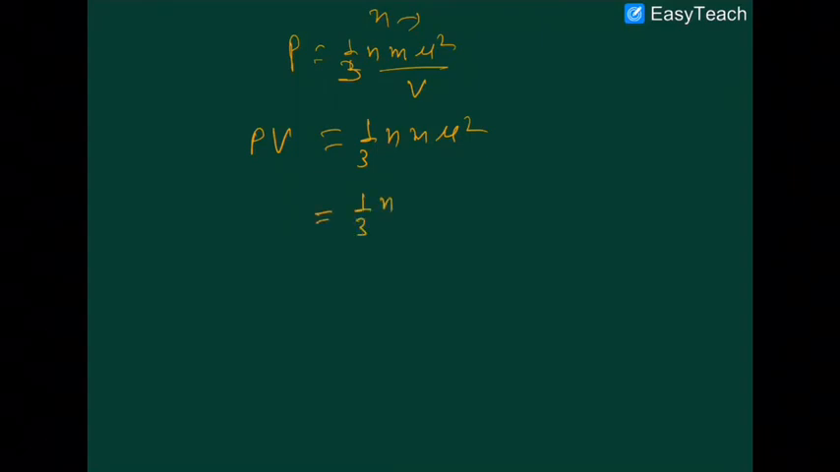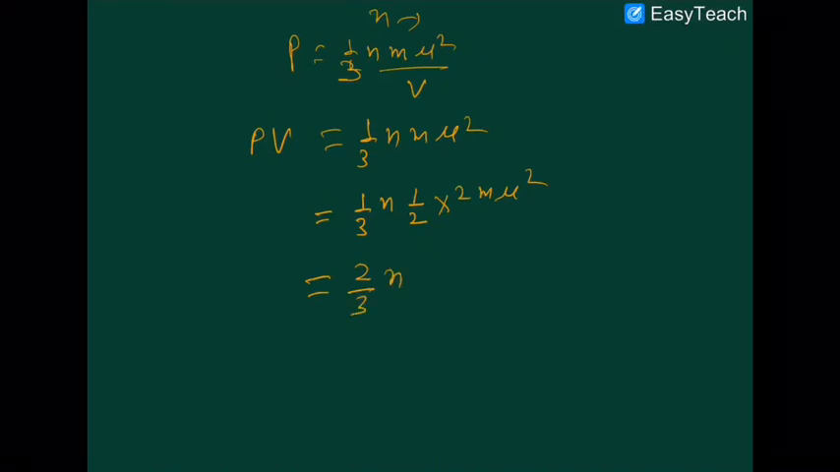So it is multiply by 2, divide by 2, mu square. So it comes out to be 2 by 3 n times half mu square. So this is the kinetic energy of n number of particles. Okay, sure about that or not?